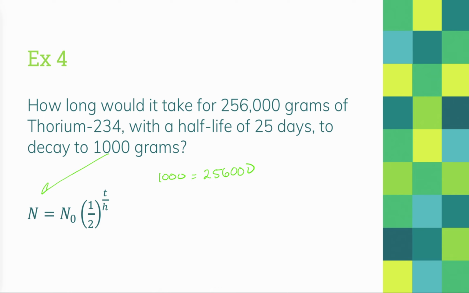256,000 is our initial amount. We don't know T. We are solving for T. H is 25 days. So first of all, we need to divide by 256,000. And we can just simplify this by canceling some zeros and make this 1 over 256 equals 1/2 to the T over 25. So now we can write this in log form.